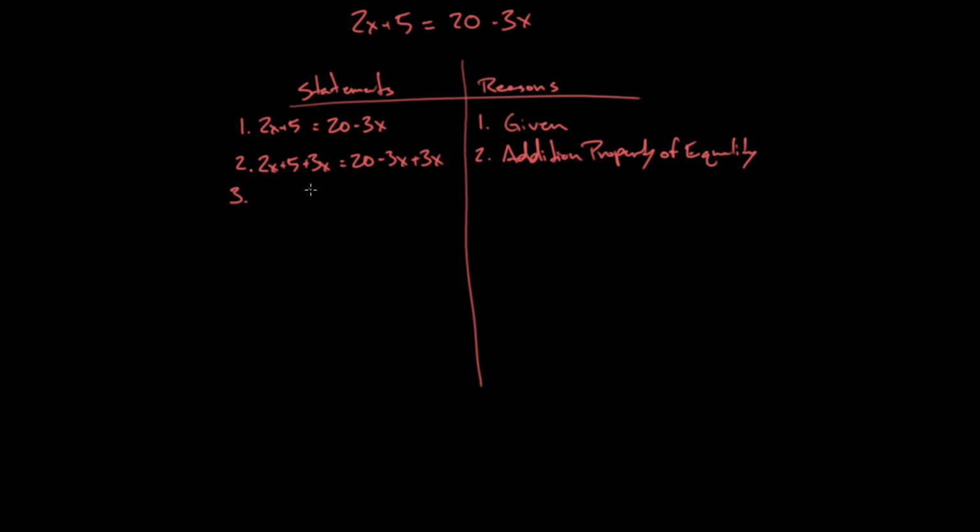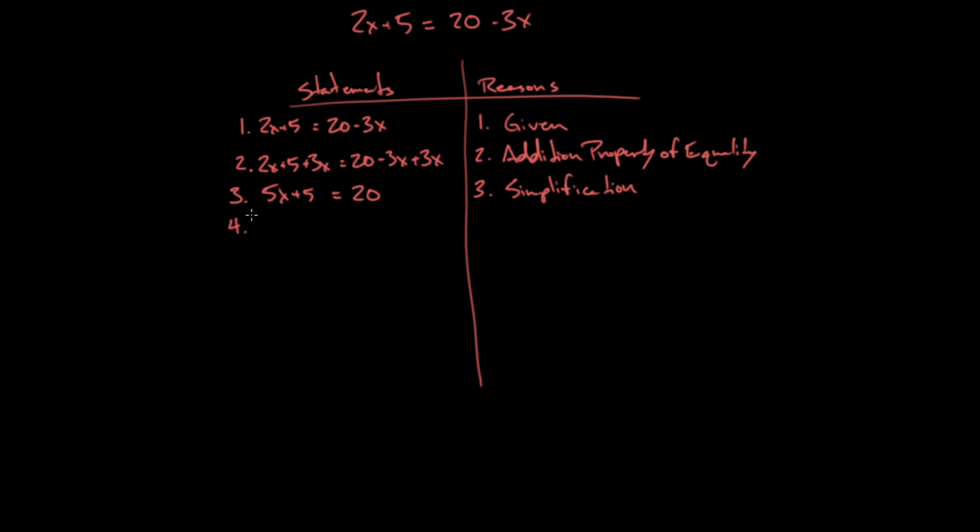And so next, I am just going to simplify what I have. So 2x plus 3x is 5x, plus 5 is equal to, and then 3x minus 3x is just 0. Perfect. So now, what's my reason for that? This is just simplification. It's not really a great reason, but I'm just adding my like terms together and simplifying, no big deal.